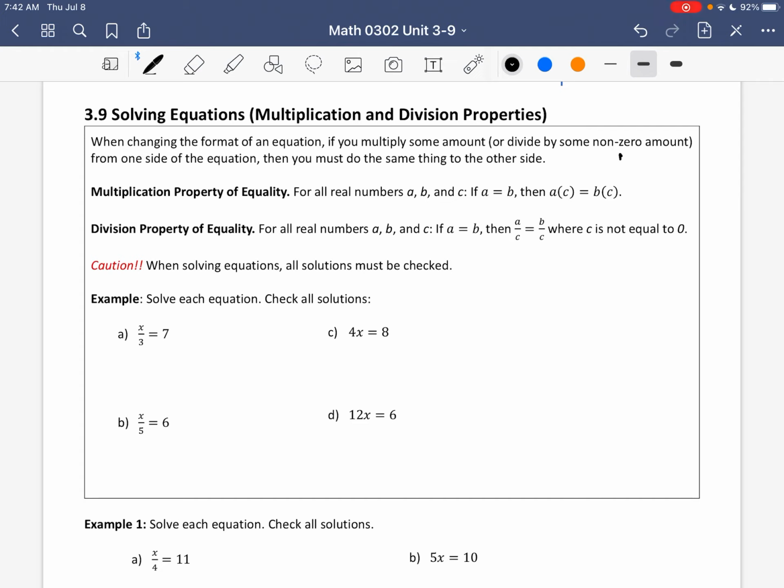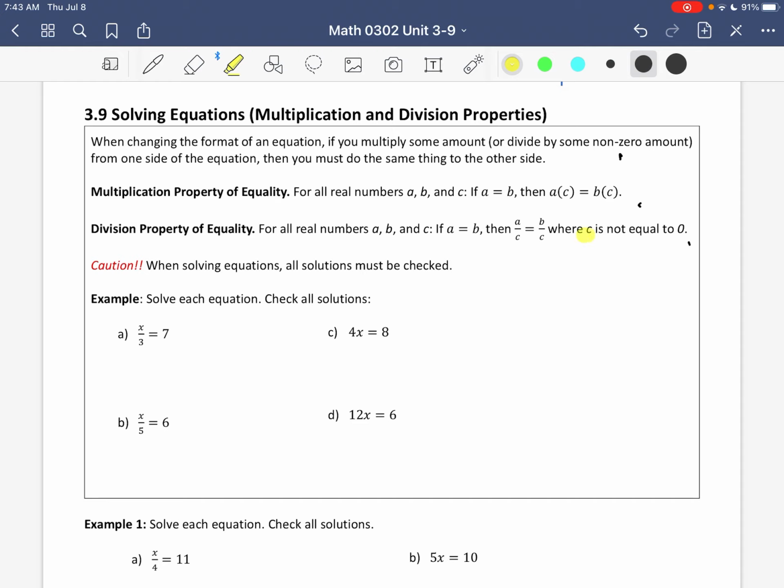Okay, so if you notice, this statement is very similar to the statement that we had in Unit 3.8, addition and subtraction properties. Multiplication property of equality: for all the real numbers a, b, and c, if a is equal to b, then a times c is equal to b times c. And in division property of equality, for all the real numbers a, b, and c, if the number a is equal to the number b, then a divided by c is equal to b divided by c, where c is not equal to 0.